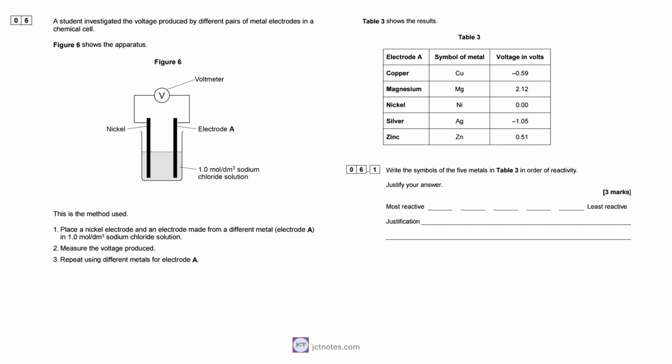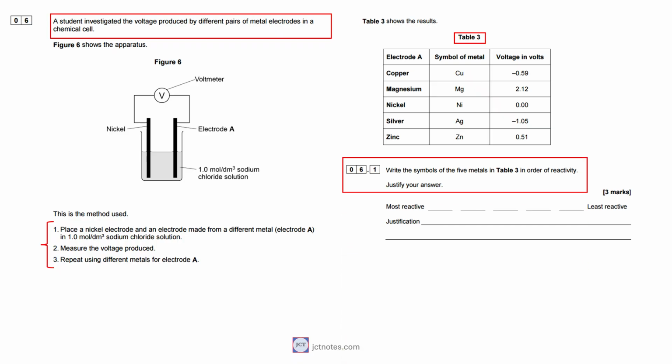In question 6.1, a student is investigating the voltage produced by different pairs of metal electrodes in a chemical cell. They are using a fixed nickel electrode as a baseline, and changing the second electrode, called electrode A, using 5 different metals: copper, magnesium, nickel, silver, and zinc. Table 3 shows us the resulting voltages. We need to write the symbols of these 5 metals in order from most reactive to least reactive, and then justify our answer.